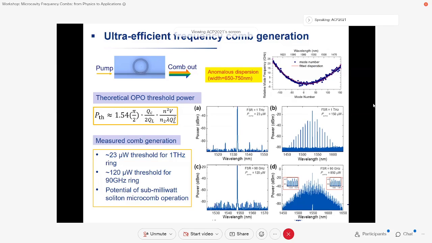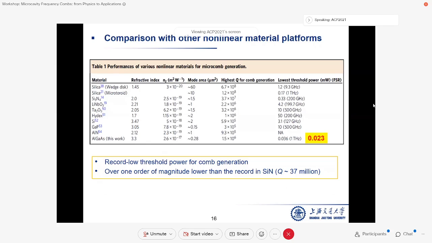So we compare with other nonlinear material platforms. You can see there's a very big improvement, and also a record threshold power for microcomb generation. Overall it is an order of magnitude lower than the record in silicon nitride, although silicon nitride has a Q factor 10 times higher than in LGAS.